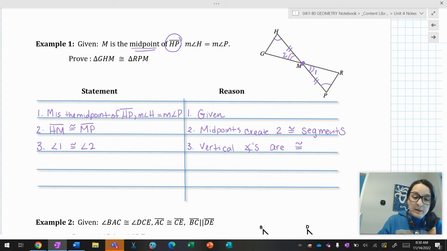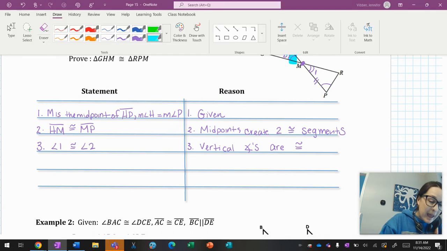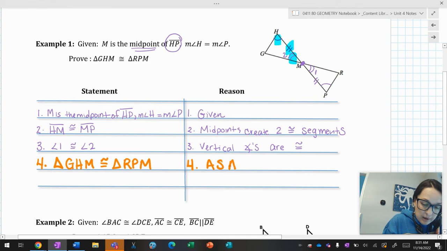And then, last but not least, I'm going to look at my picture and say, well, what have I highlighted? I highlighted an angle, another angle, and that side is in between the angles. So I have ASA. So I'm going to finish this off with triangle GHM congruent to triangle RPM by angle side angle congruence.